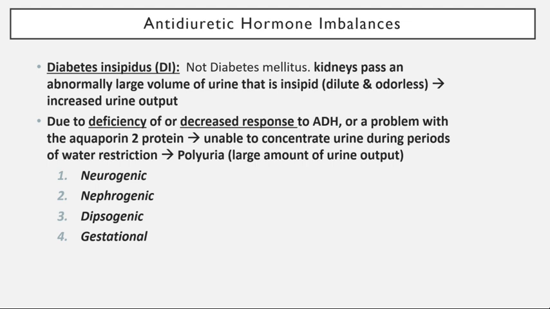So yeah, we talked about diabetes insipidus, not to be confused with diabetes mellitus, which is your metabolic insulin resistant stuff. This is where your kidneys pass an abnormally large volume of urine that is insipid, so it's really dilute and odorless, and you have increased urine output. So this is when you have a deficiency in ADH. So what you can imagine here is that even though your body needs water, ADH is not functioning properly.